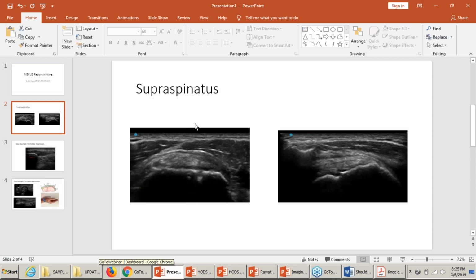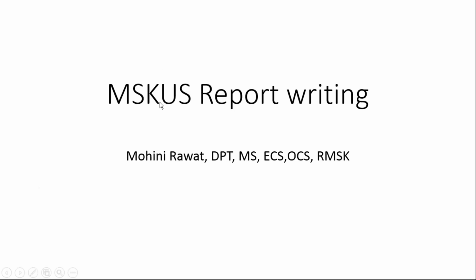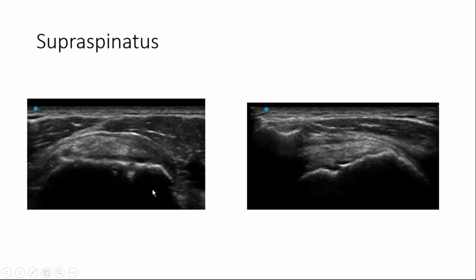All right, so now let's look at this supraspinatus. On the left you have the short axis view, on the right you have the long axis view. Now tell me what you see here and try to formulate an impression for this supraspinatus. Now this one doesn't have a nicely, clearly defined focal defect in the tendon. More of a cortical irregularity. Yep, there is cortical irregularity, that's correct. What else?